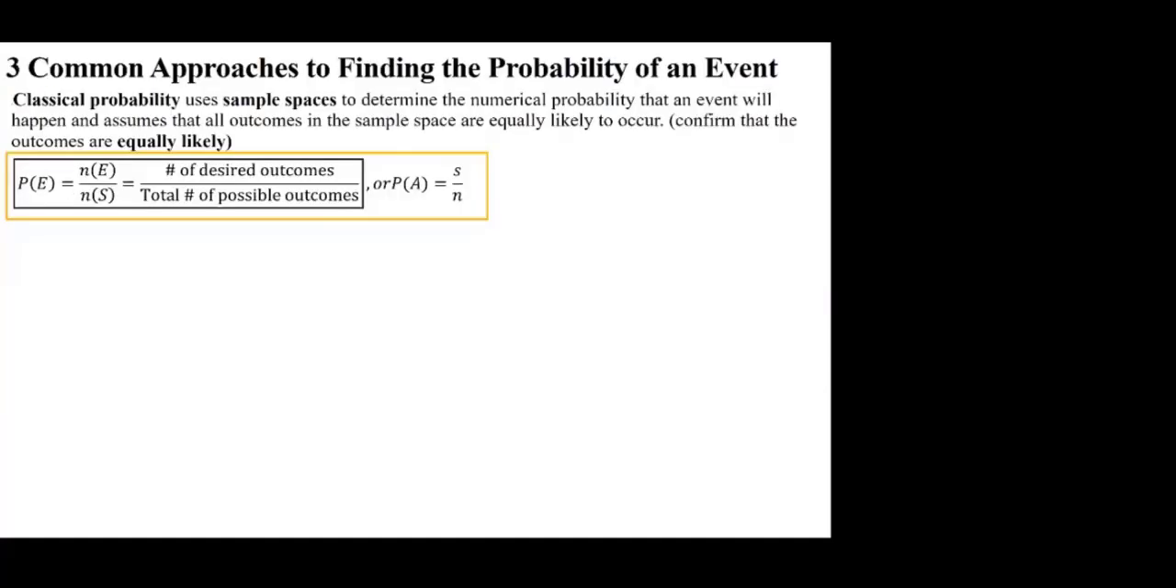Common approaches to finding a probability, there are 3 of them. One is the classical approach. Classical probability uses sample spaces to determine the numerical probability that an event will happen and assumes that all outcomes in the sample space are equally likely to occur. And we have seen those examples already. In short, the probability is defined as the number of the outcomes that we are interested in over the total number of possible outcomes. The total number of possible outcomes is known as the sample space.